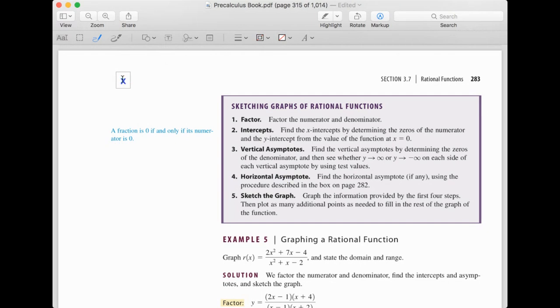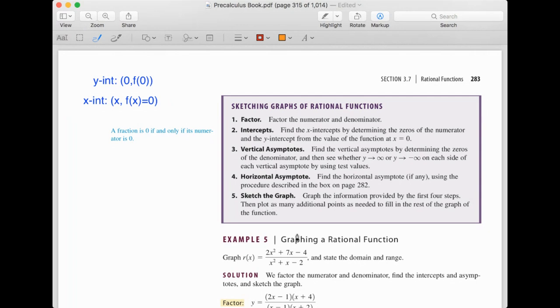Let's talk about the y-intercept first, because it's easier to deal with. The y-intercept is f of 0. And for the x-intercept, the y value is 0, so we set the y value to be 0 and then try to solve for x. So those are the two intercepts. Then we find the vertical asymptotes by setting the denominator to 0 and solving for x. Then we find the horizontal asymptotes. Then we sketch the graph.